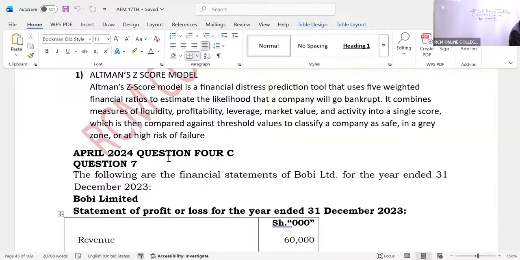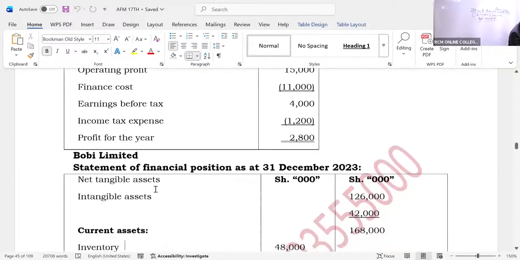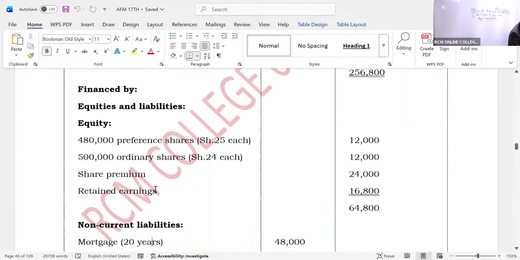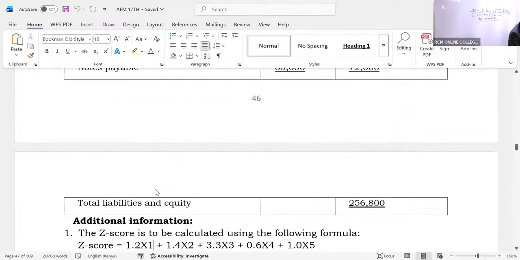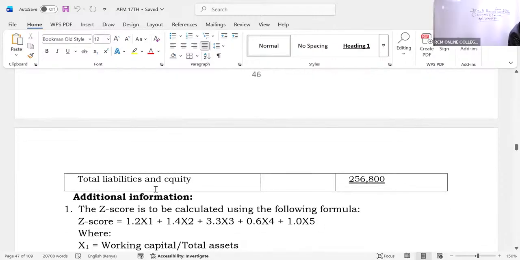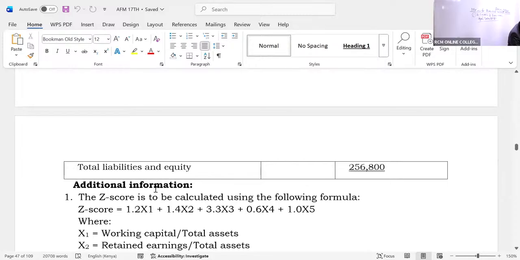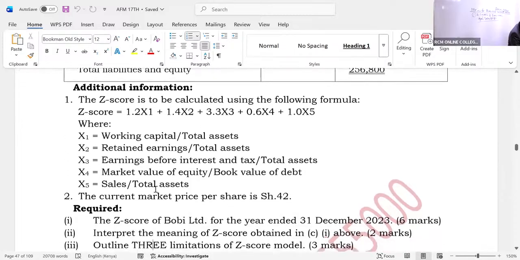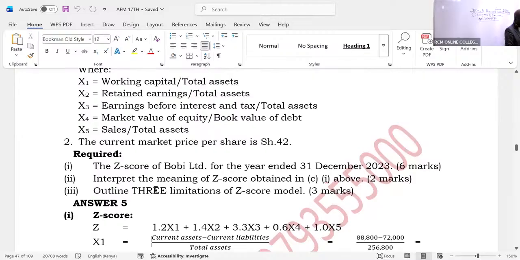All right. We are told here the following are the financial statements of Bobby Limited for the year ending December 2023. You can see Bobby Limited so nicely arranged there. And down there, they've given us the Z score formula to be used for the calculation. They are even giving us formulas. So number 1, they want us to give them the Z score of Bobby Limited for the year ending 31st December 2023. How many marks? 6 marks. Shall we be able to get all those marks?